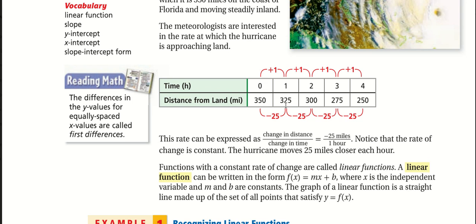325 minus 350 is negative 25. 300 minus 325 is negative 25. 275 minus 300 is negative 25. And 250 minus 275 is negative 25. And so because everything is equally spaced, we can say with confidence that this data can be represented with a linear model, a linear equation.